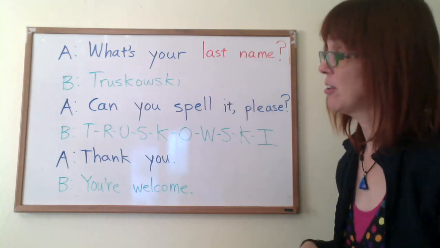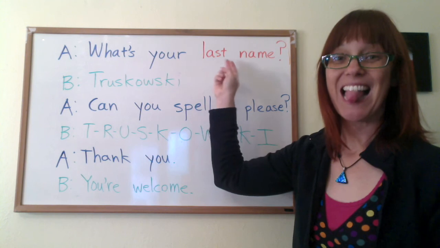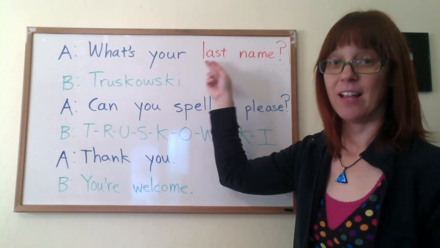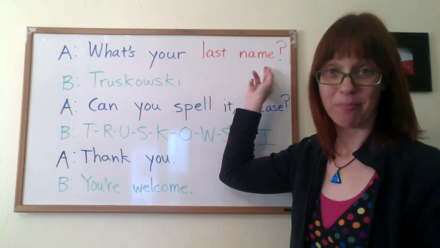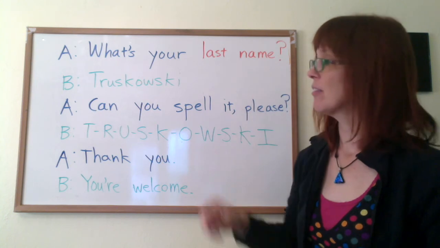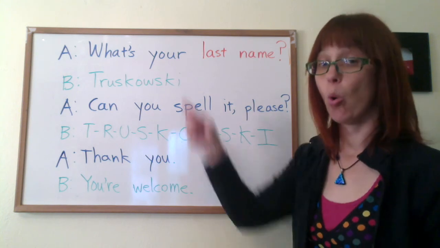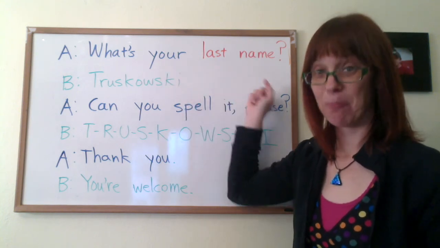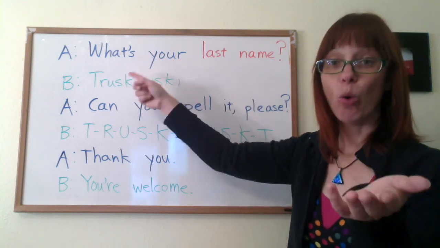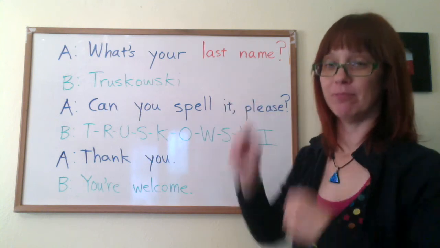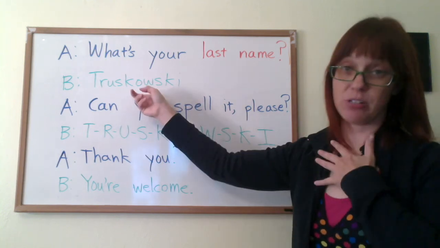Last name. So, let's practice. What's your last name? Last name. So we say them together. Last name. What's your last name? Repeat. What's your last name? And then for me, I say my last name, Truskowski.